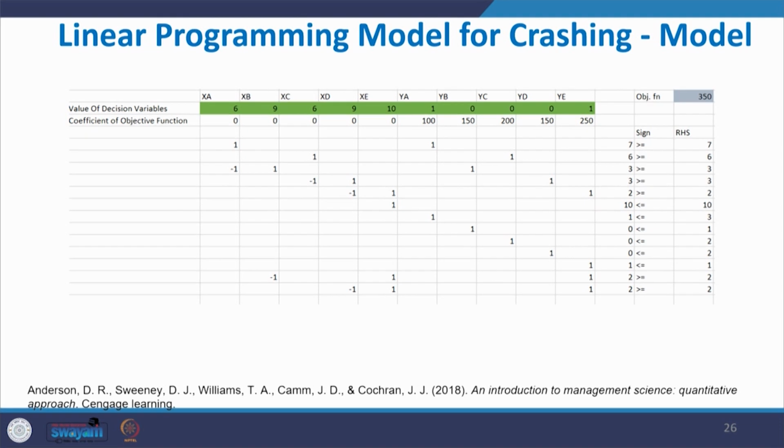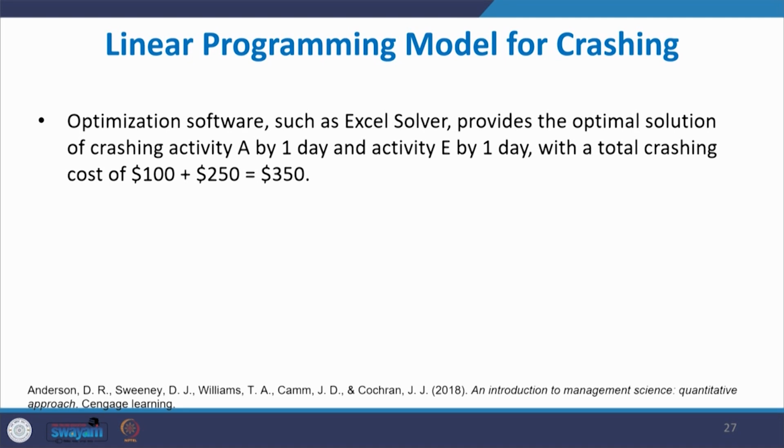Now, this is my final answer from the Excel. Here the value of YA equals 1, that is, activity A can be reduced by 1 day, YE is 1, activity E can be reduced by another 1 day, so that the total duration becomes 10 days. Optimization software such as Excel Solver provides the optimal solution for crashing activity A by 1 day and activity E by 1 day with a total crashing cost of 350. Just now I have shown this answer.